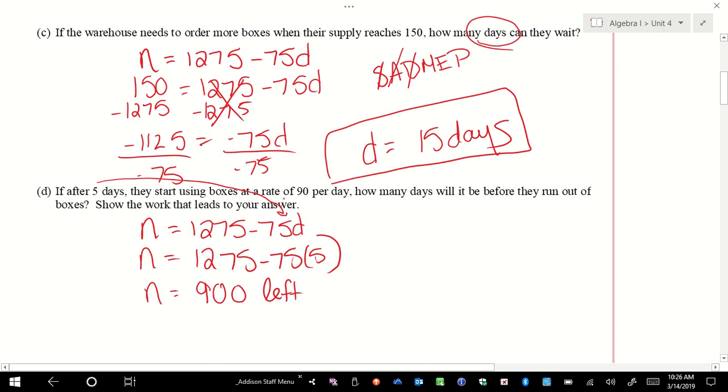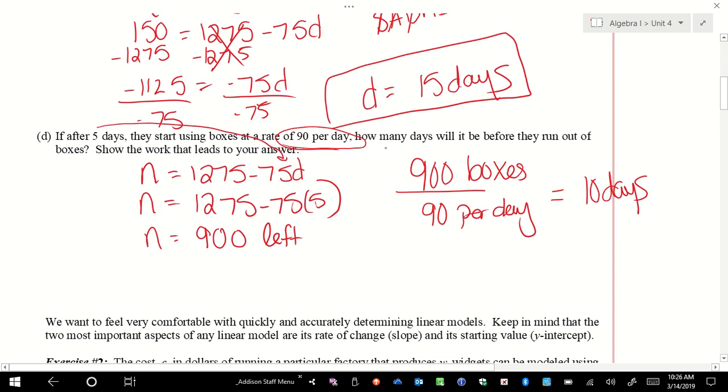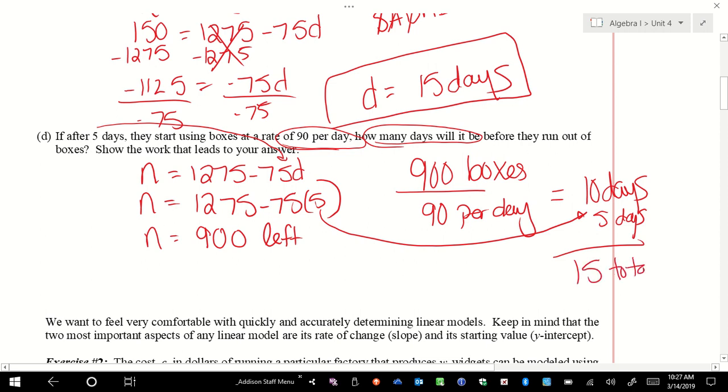Now I'm going to start using it at 90 per day. How many days will it be before I run out? So I have 900 boxes. I'm using them at 90 per day. How many total days do I have till they run out? Here, 900 divided by 90 is 10 days. But they want to know how many days from the beginning will it be till I run out. So I need to take the 5 days that I've already started with and add it on to here. So the total number of days is actually 15 total days.